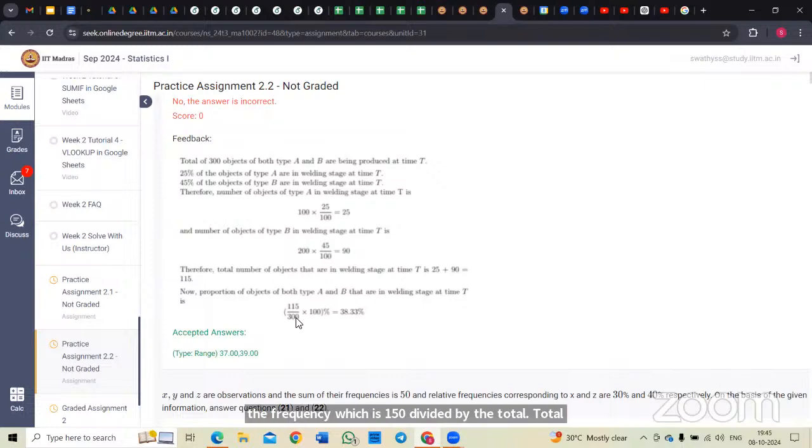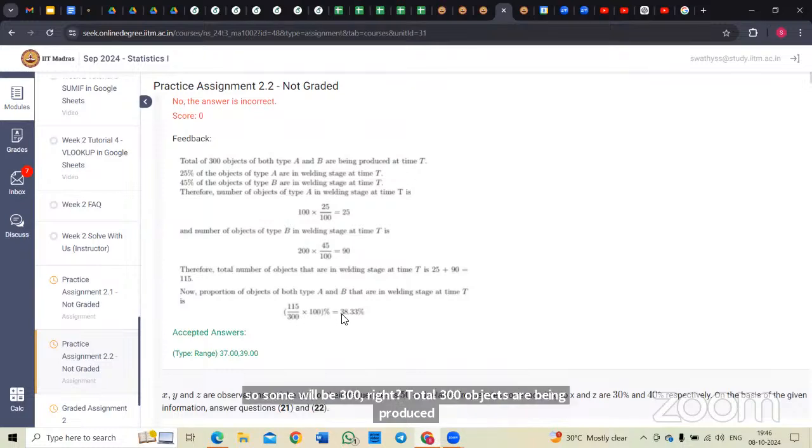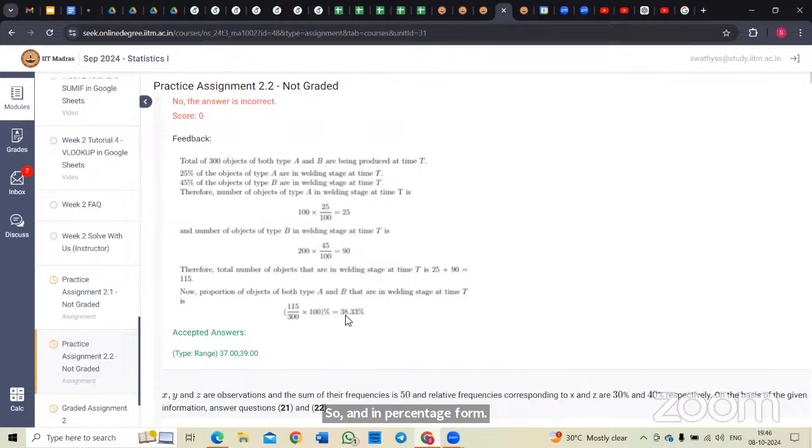Total 300 objects are being produced, right? 100 in A and 200 in B, so the sum will be 300. In percentage form, multiplied by 100, this will be the answer. Okay, ma'am. Got it? Just scroll down now.